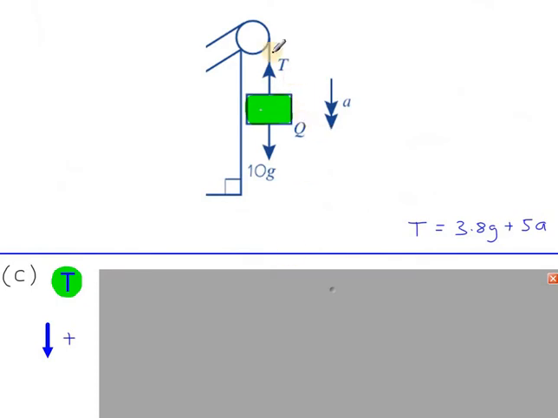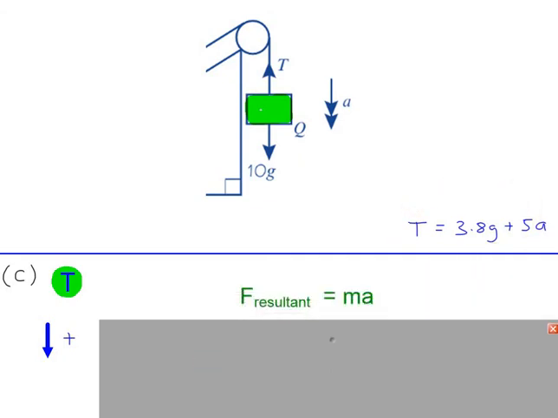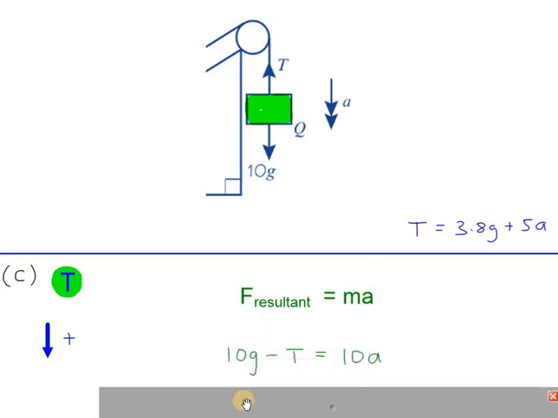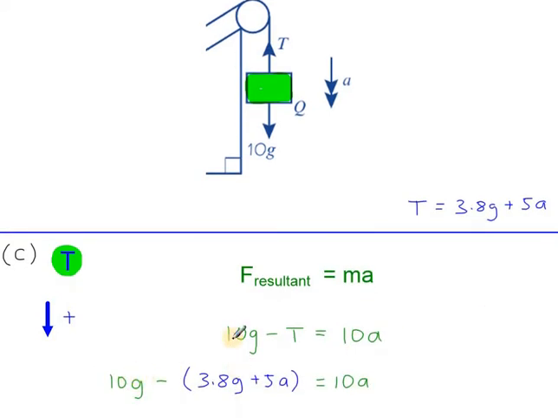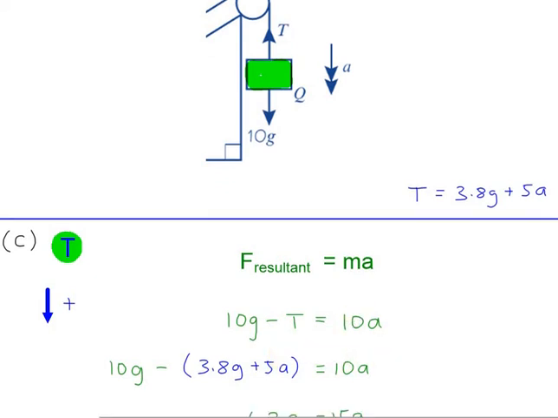Now looking at the mass Q, which is hanging on this string, taking this as the positive direction because it's accelerating downwards. We have to use F equals ma, Newton's second law, because we have acceleration. So 10g downwards, positive, minus T is equal to the mass times the acceleration. So we have 10g minus, now T was 3.8g plus 5a. That's the tension in the string, and the tension in the string here and on the other side is exactly the same. So that equals the mass times the acceleration.